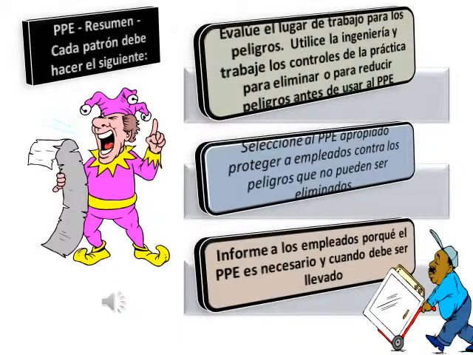Each employer must assess the workplace for hazards, use engineering and work practice controls first to eliminate and reduce hazards before going to personal protective equipment, select the appropriate personal protective equipment for the hazards that cannot be eliminated, and inform employees why personal protective equipment is necessary and when it must be worn.